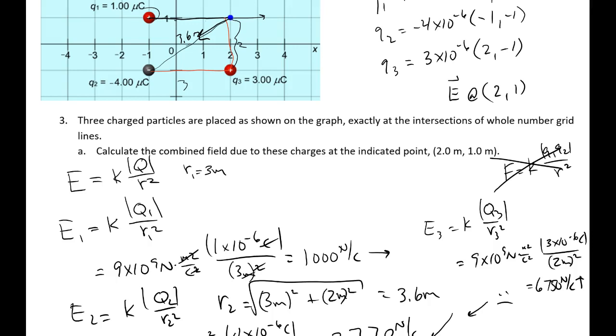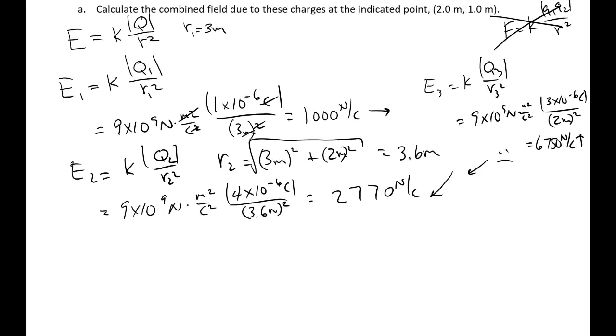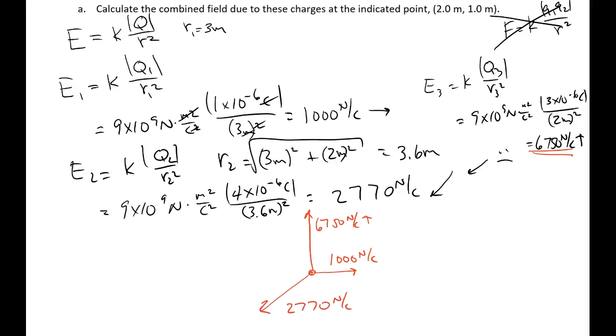Okay? So what I'm going to do is look at just that spot right there, and I'm going to draw a little diagram. So here's my little spot right there. We are feeling 1,000 newtons per coulomb to the right. He's feeling 6,750 newtons per coulomb straight up, right, because of that guy right there. And then at some angle, he's feeling 2,770 newtons per coulomb. So I didn't draw that to scale, but you guys can see that idea.